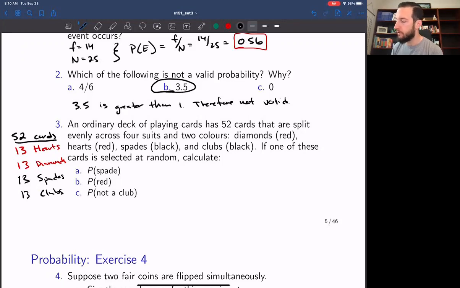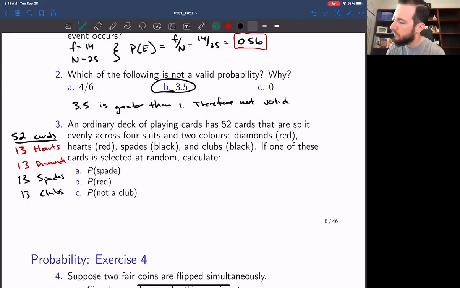So in an experiment like this, we would always let capital N be equal to 52, because every time you draw one card out of the deck, you have 52 different possible cards that you can observe. Among those 52 cards, you have 26 red cards, 26 black cards, 13 hearts, 13 diamonds, 13 spades, 13 clubs.